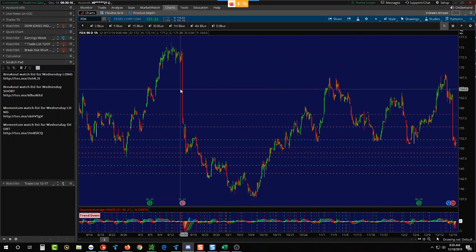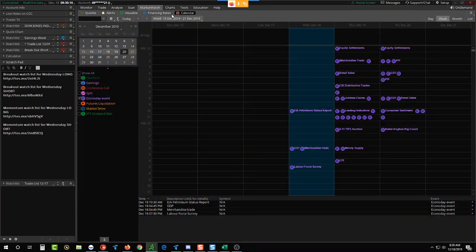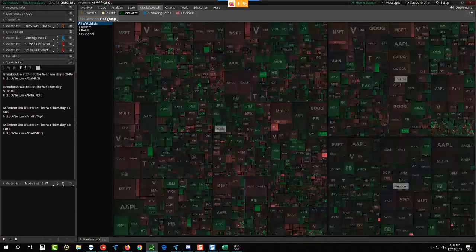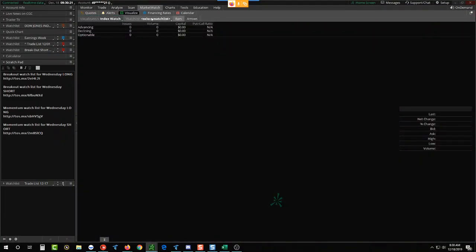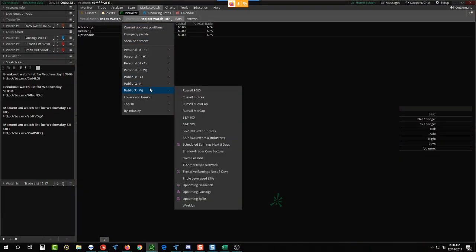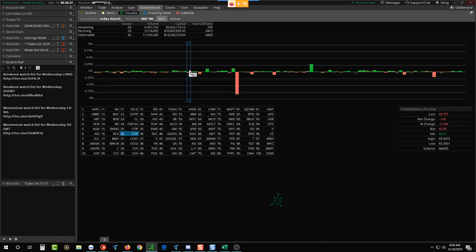So there was the bell. When I'm waiting for price discovery in the first 5 to 10 minutes, I like to jump over to the Visualize tab, click on Index Watch, set the watch list to the S&P 100, and get a good idea of where the money flow is going, and I start looking for divergence in the marketplace.